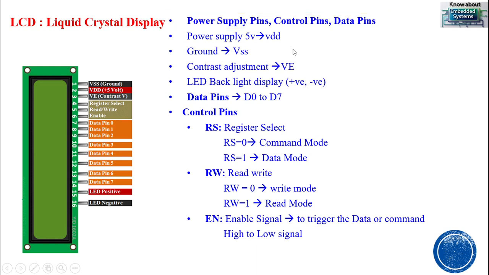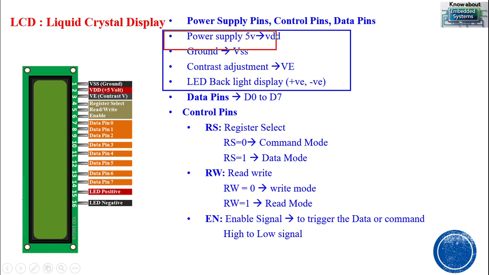So what are the power supply pins? It's a very simple definition. Power supply pins are where we supply the power to the LCD. Here you can see these are all the power supply pins. One is VSS. VSS stands for ground. Then VDD, that is a 5 volts power supply. Then VEE, that's called contrast adjustment. And then here you can see LED positive and LED negative.